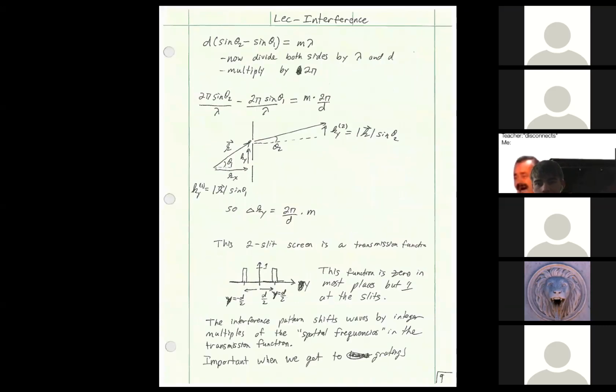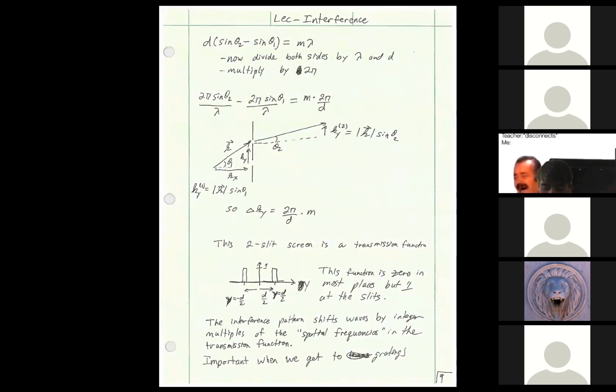Well, let's divide both sides by lambda and multiply both sides by 2 pi, and we'll divide both sides by d. So now we've got 2 pi sine theta 2 over lambda minus 2 pi sine theta 1 over lambda. And those look a lot like the y component of the k vector, because the length of the k vector is 2 pi over lambda, and the y component of the k vector would be the length multiplied by sine theta. So what we've got is ky over here minus ky over there equals an integer multiple of 2 pi over d.